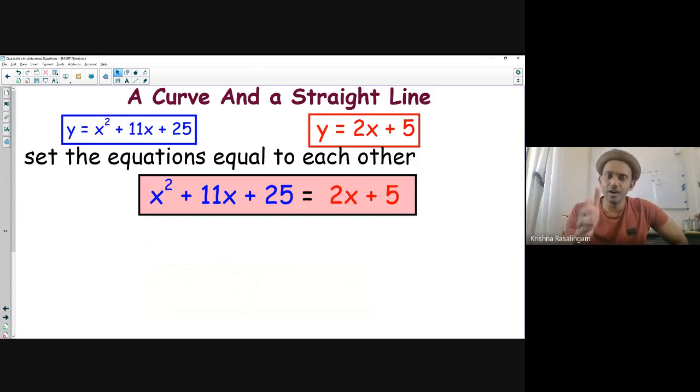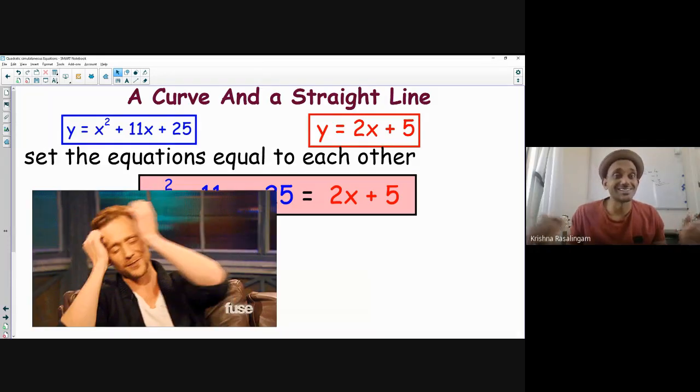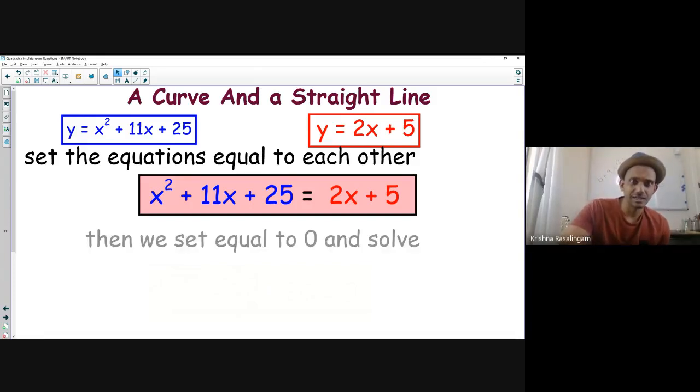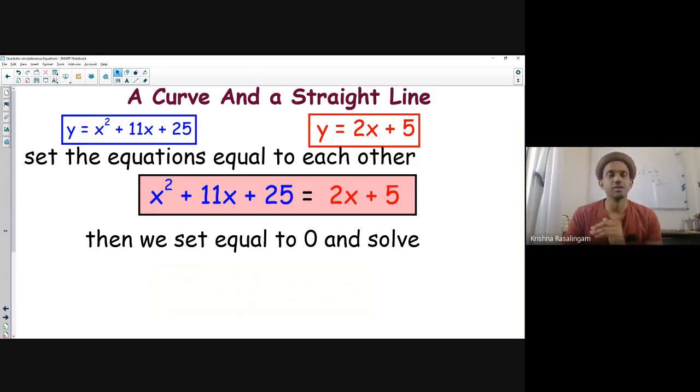Now, if the highest power is 2 on one of the x's, what sort of equation is it? Exactly, it's a quadratic. So how do we solve a quadratic? We set it equal to 0. Whenever you have a quadratic, you group the x squared terms, then the x, and then the number. And we need to make sure it's equal to 0 to solve it.